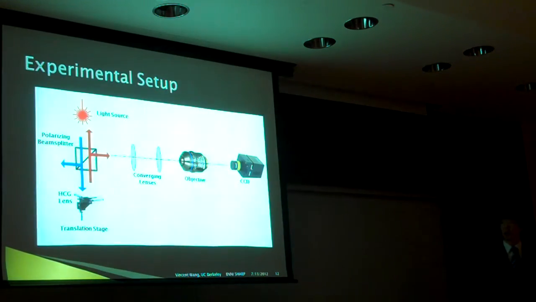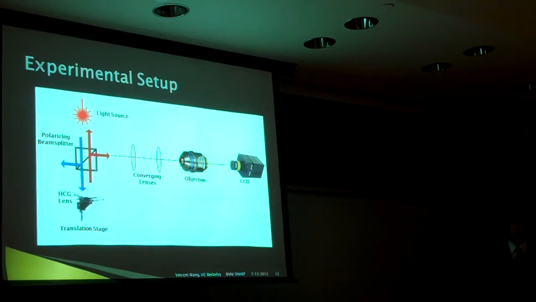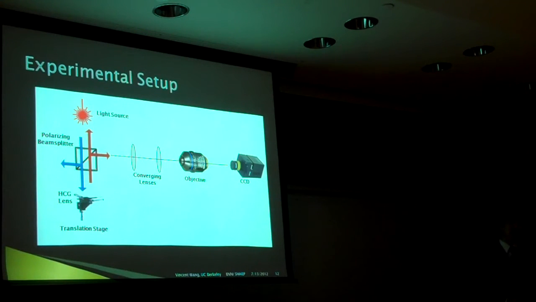So next in my project, I decided to image the focal spot at different vertical levels to demonstrate the focusing effect. In this setup, we have the light source that shines down onto the HCG lens on a translation stage. When the light is reflected, it is focused through a series of lenses to a charge coupled device, or CCD, which generates the image.